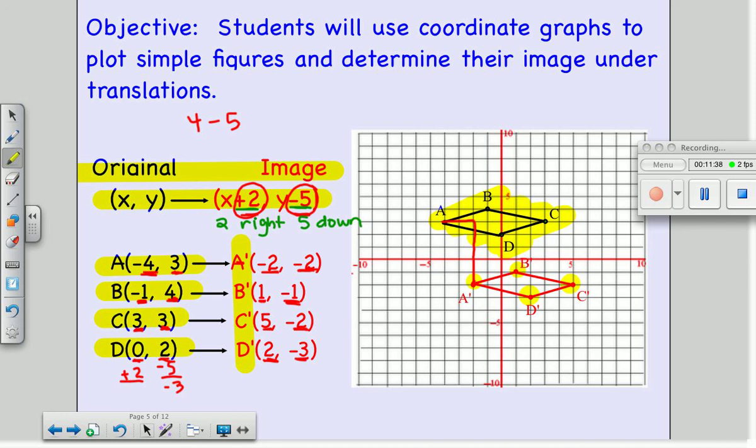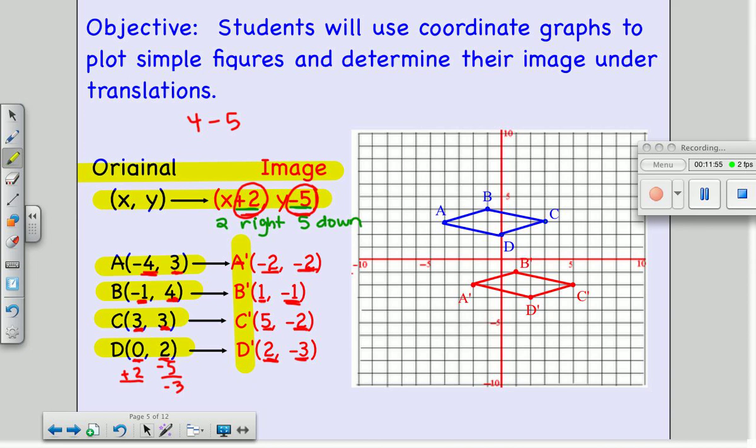Okay. So that's basically all you did by adding these. And adding 2 and subtracting 5, you just said which way you're going to go. You could have just counted it instead of doing all that addition. That would have been fine too. Either way will get you to the right place.